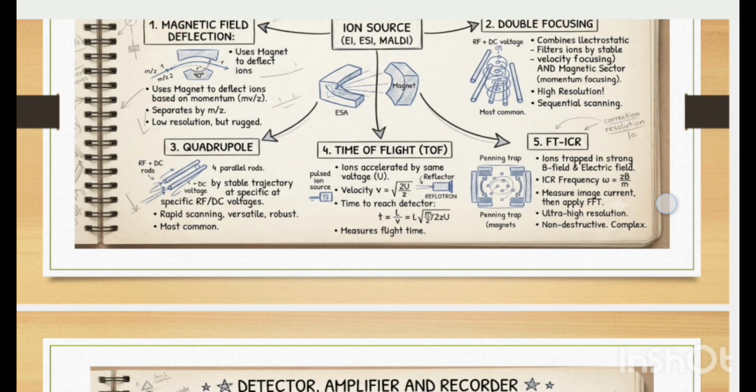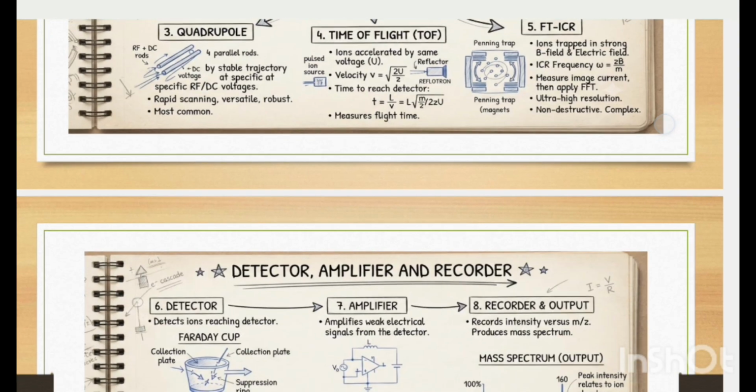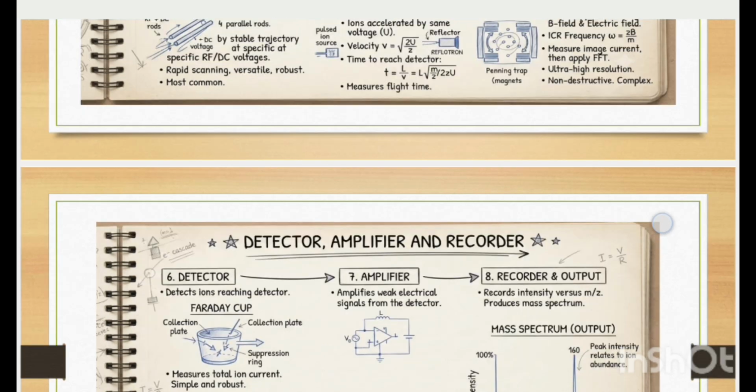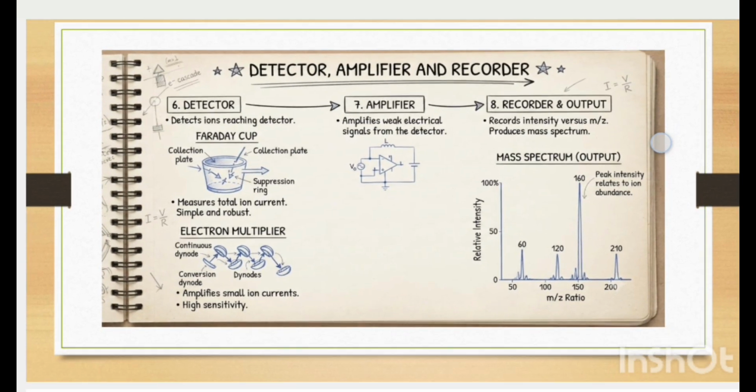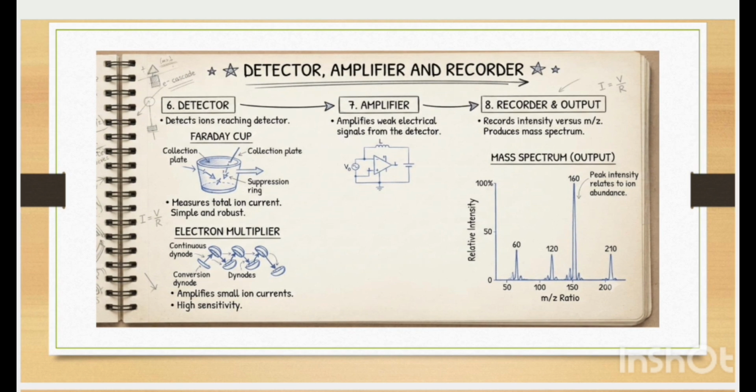After separation, ions reach the detector. The detector converts ion impacts into electrical signals. Common detectors include the Faraday cup and electron multiplier. The signal produced is usually very weak. Therefore, it is sent to the amplifier, which increases the signal strength. Finally, the recorder records signal intensity against m/z value and produces the mass spectrum.